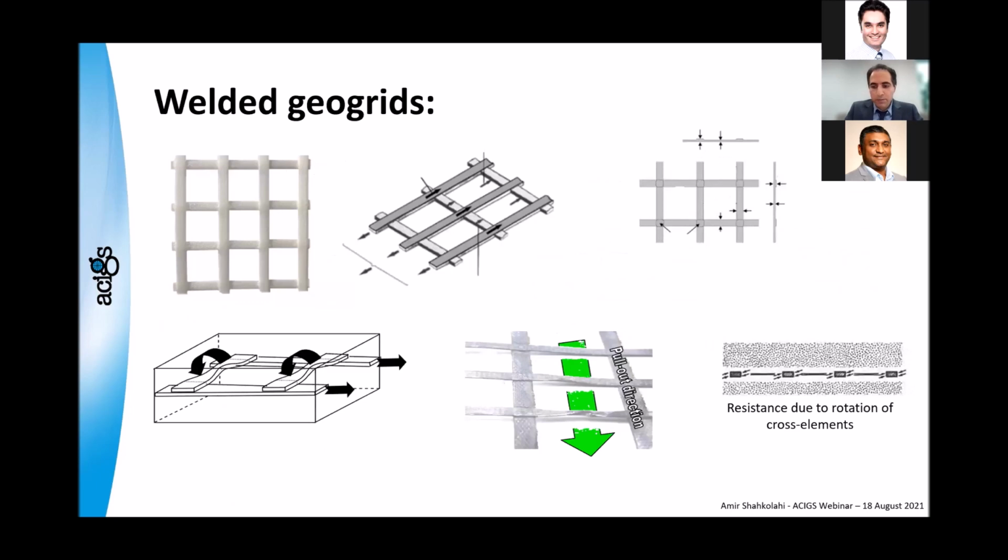Now, we know how to study extruded geogrids, and what are the important parameters when we want to develop a model. It can be DEM modeling, finite element modeling, or any model. These are the considerations. For welded geogrid, as you can see, after the pull-out test, welded geogrid looks like that. And then you can see the resistance due to rotation of the cross elements.